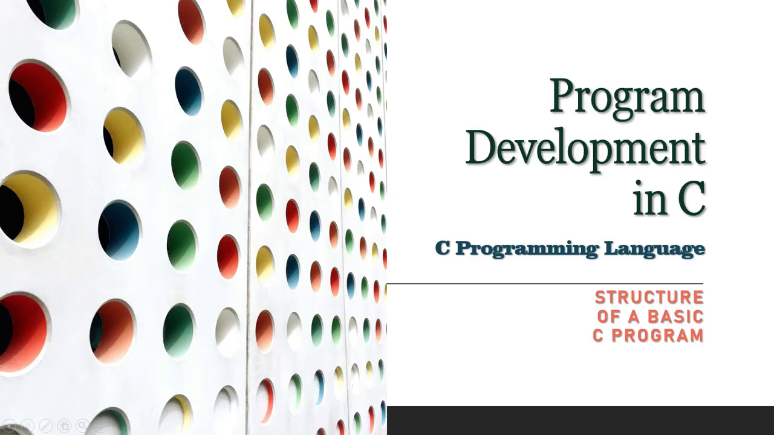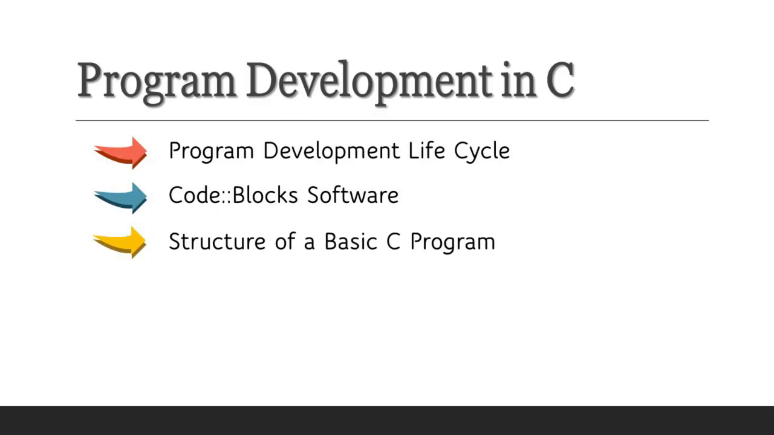That ends our discussion in the structure of a basic C program. As a summary, program development in C has the following topics: the program development lifecycle, the Code::Blocks software, and last but not the least, the structure of a basic C program.